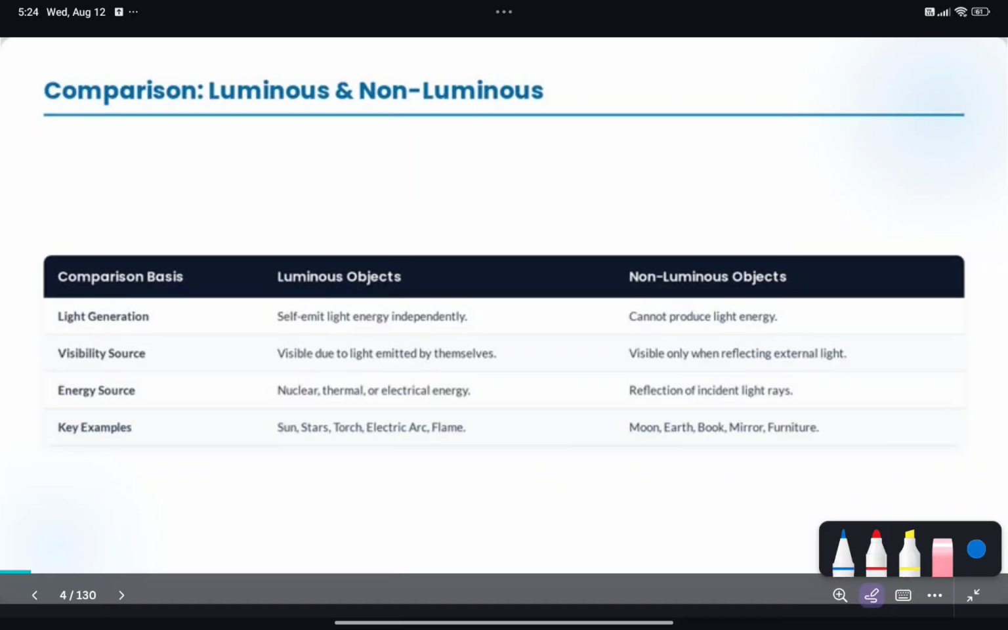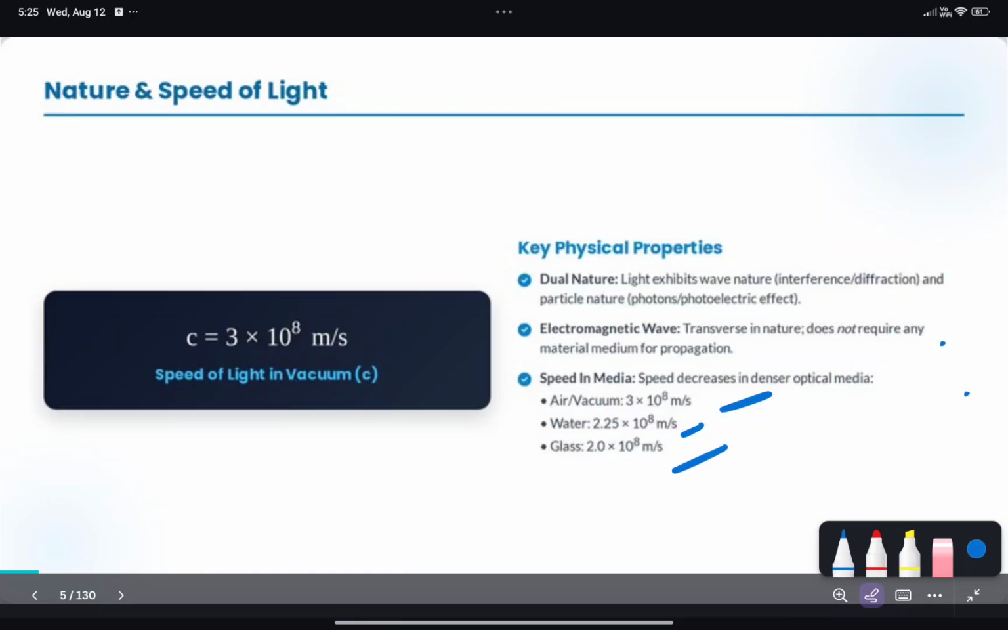Comparison basis: light generation. In the case of luminous objects, they emit light energy independently. Non-luminous objects cannot produce light energy. Visibility source: luminous objects are visible due to light emitted by themselves, while non-luminous objects are visible only when reflecting external light. Energy source: nuclear, thermal, electrical energy, versus reflection of the incident light rays only. Key examples: sun, star, torch. In the case of non-luminous: moon, trees.